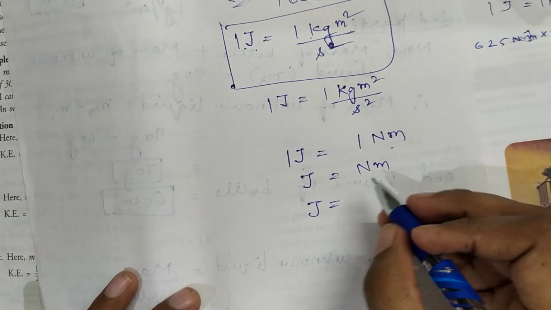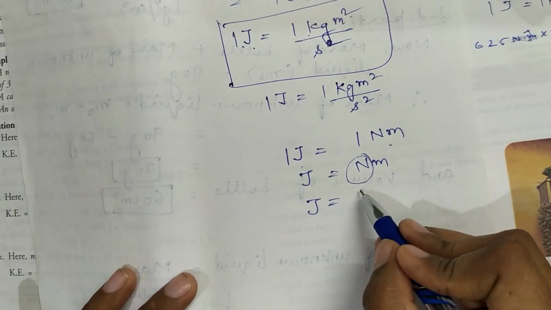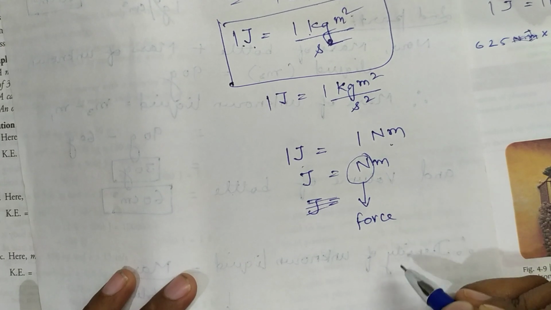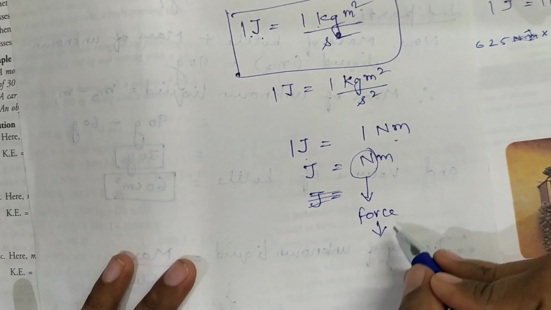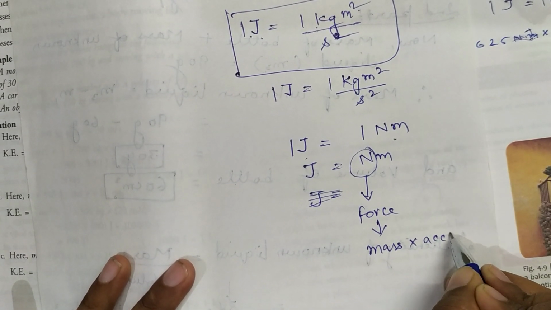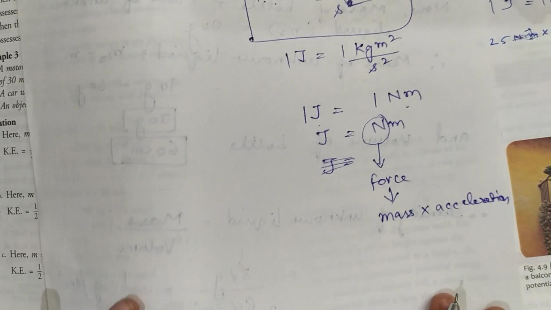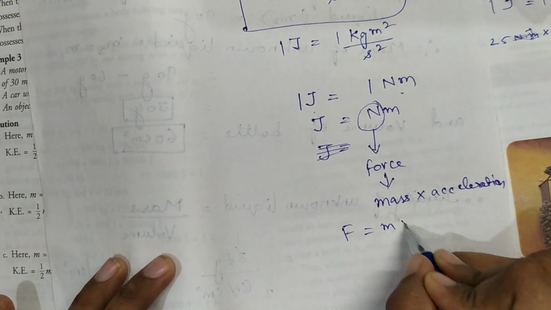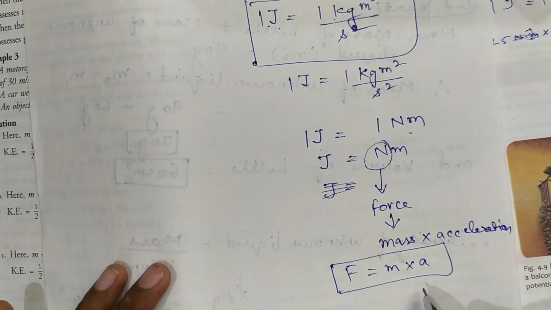Or joule is equal to, now children, Newton is the unit of force. And what is the formula for force? The formula for force is mass into acceleration. You should know that force is equal to mass into acceleration, not acceleration due to gravity. Acceleration simply I am taking here.